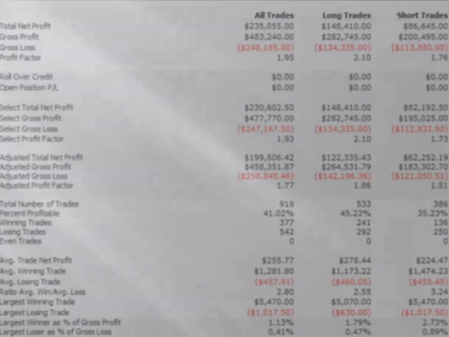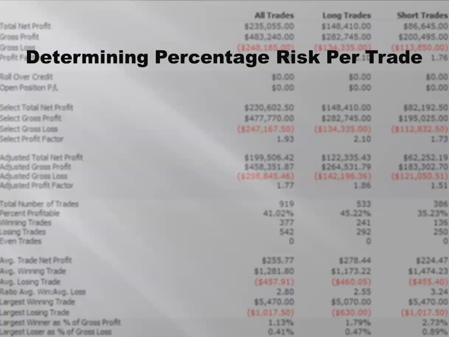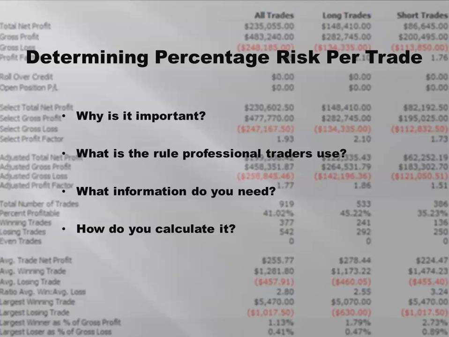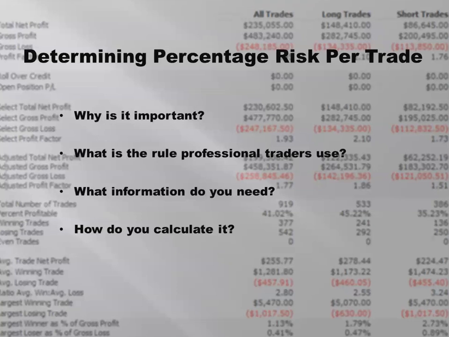Well, this presentation will cover how to determine your percentage risk per trade. Now, the goal of the presentation is to help you understand why determining the percentage risk you're taking per trade is important. It'll give you an idea of how professional traders determine their percentage risk per trade for their own trading or that of their clients. Now, we'll cover the information you need to know to calculate this variable, whether it's from a performance report, a system description, or a fund manager. And finally, we'll show you how it is calculated and give you some examples so that you can better understand it with regard to your own trading.